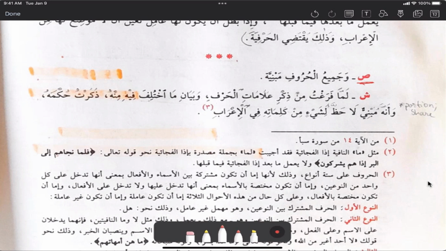Every harf, whatever type of harf it is, there's so many types. You have conjuncting particles, prepositional particles, conditional particles, so many types of particles. Negating particles and interrogative particles and all sorts of things. All of them have static ending without exception. لا حظ لشيء من كلماته في الإعراب. Not a single word that's a particle has any share of having a variable ending, of having i'rab.